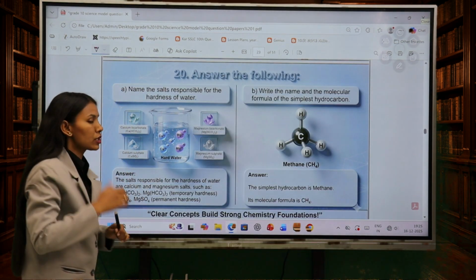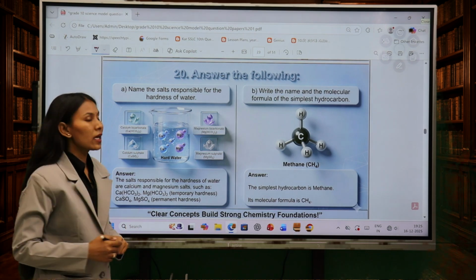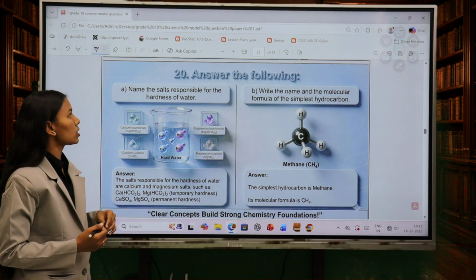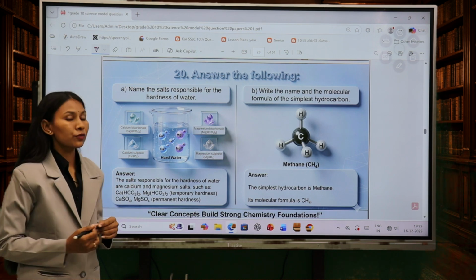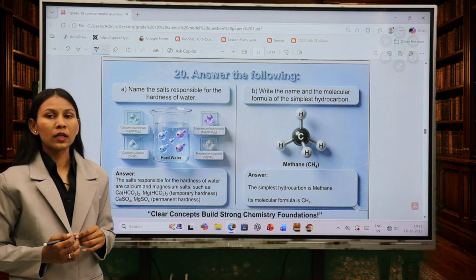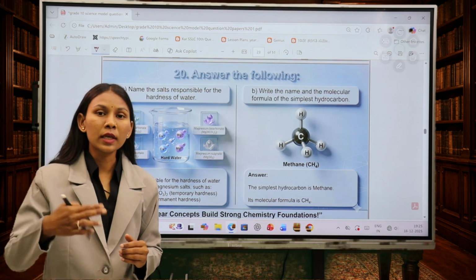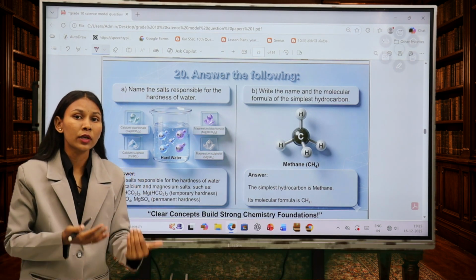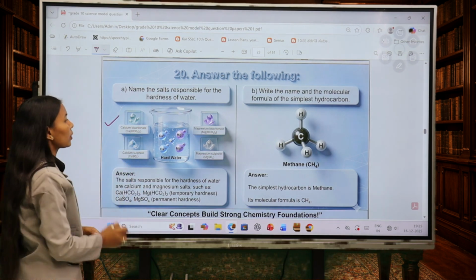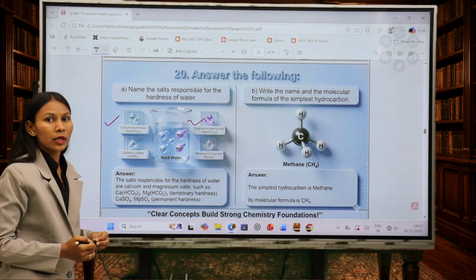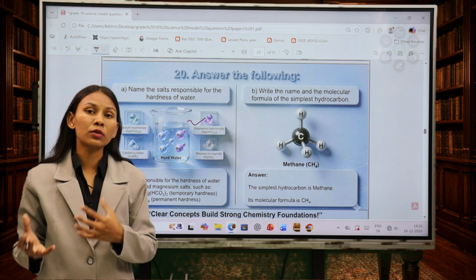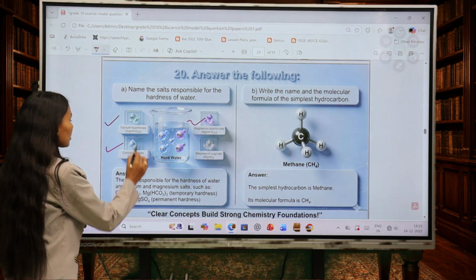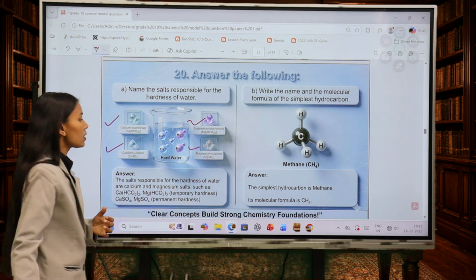Question number 20, which has A and B part. Let us see the A part. Name the salts responsible for the hardness of the water. Here there are 2 types, permanent hardness and temporary hardness. The salts that contribute to temporary hardness are calcium bicarbonate and magnesium bicarbonate. And the salts which contribute to permanent hardness are calcium sulfate and magnesium sulfate.